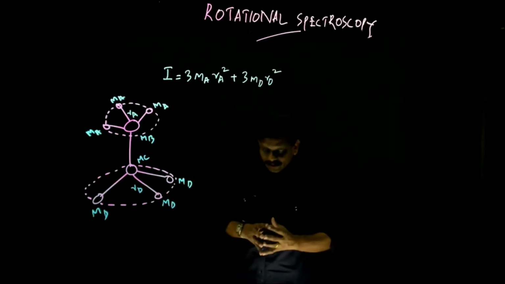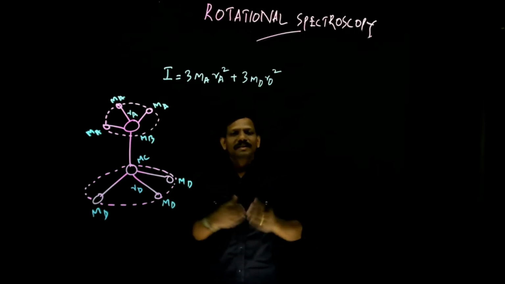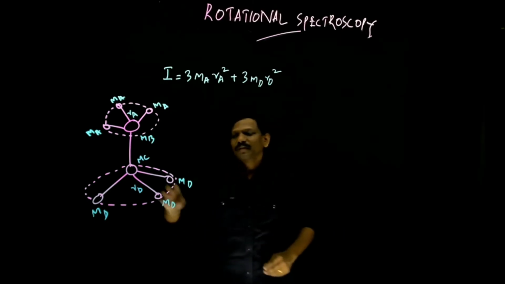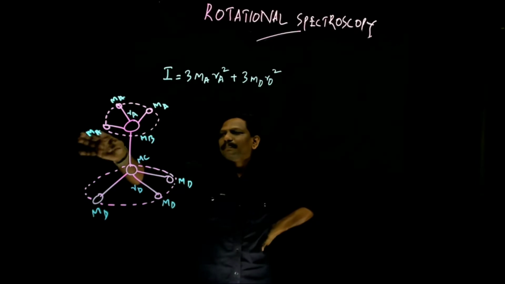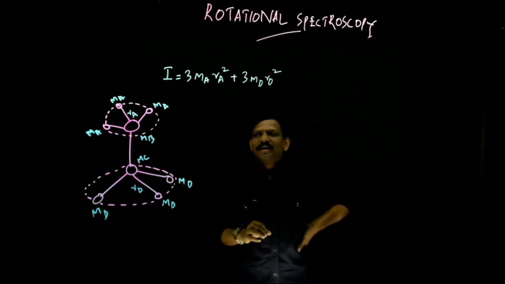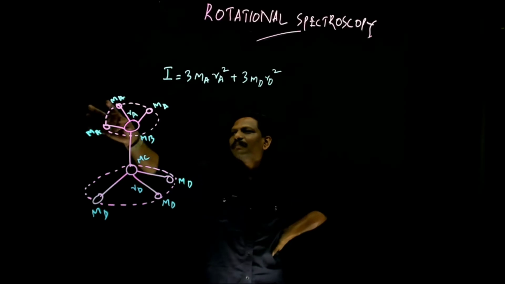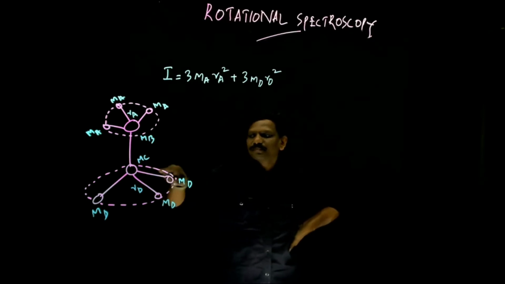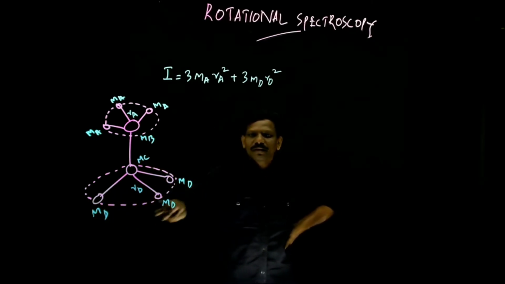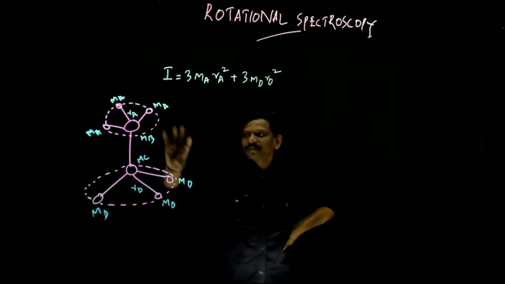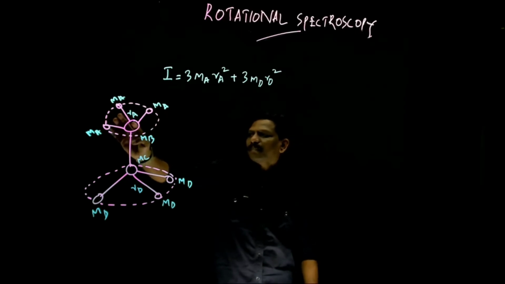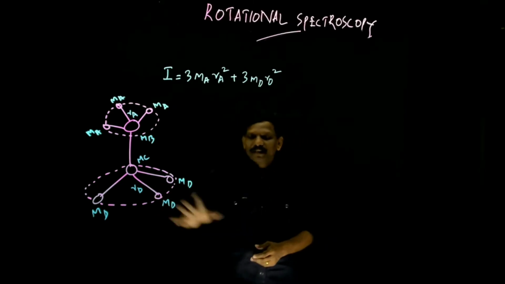When we consider molecules with a large number of atoms, the moment of inertia calculation becomes very complicated. In this molecule you can see there are 4 types of masses. One is MA, similar MA, this one is MB, this one is MC, and finally we have MD. So there are 4 types of masses, and here this MA and this MB are connected by RA, that is the radius, and here it is RD.